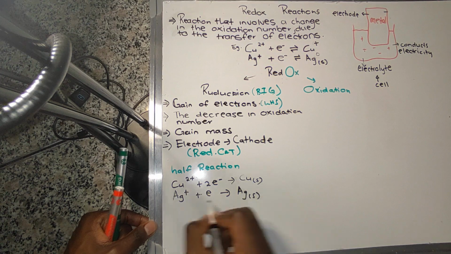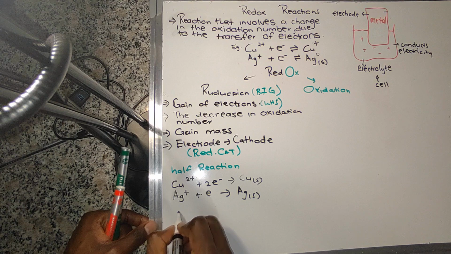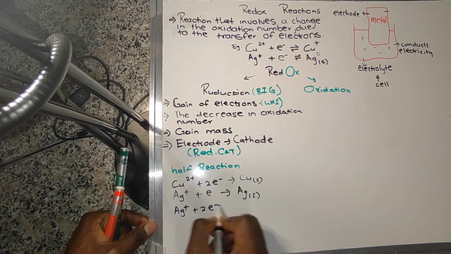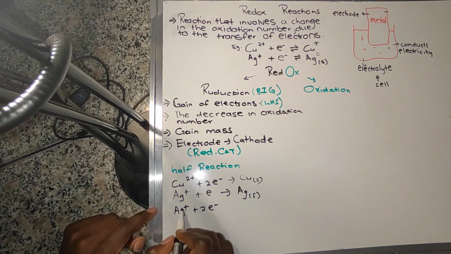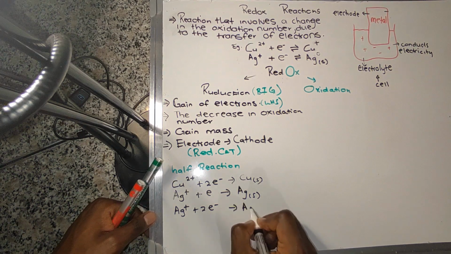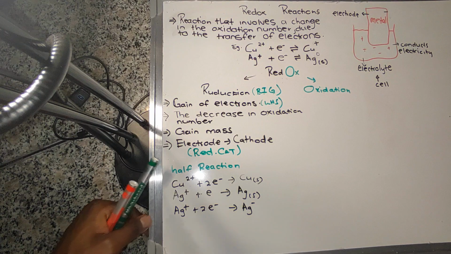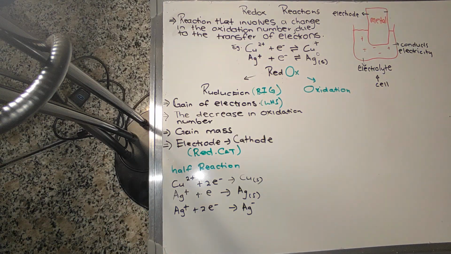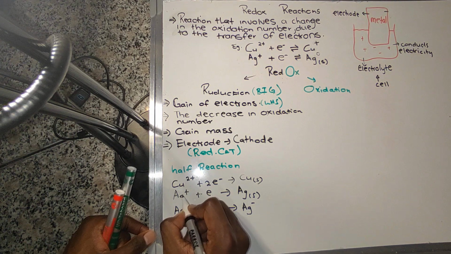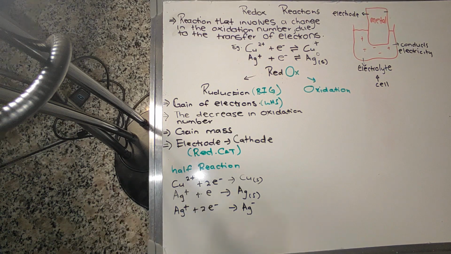silver. So what if I were to add 2 electrons here? What would happen? If you have silver plus 2 electrons, 1 electron will completely neutralize this one. But if I gain another electron, this will become a negatively charged ion of silver. So let us continue. Let us go over the other side now.